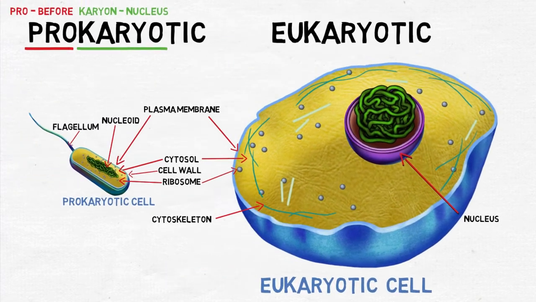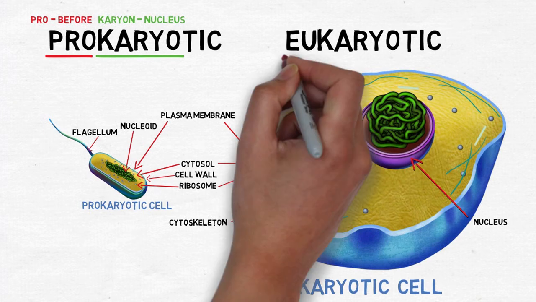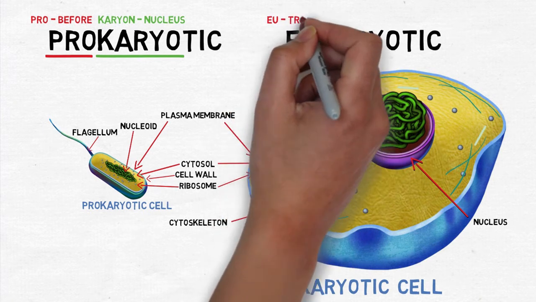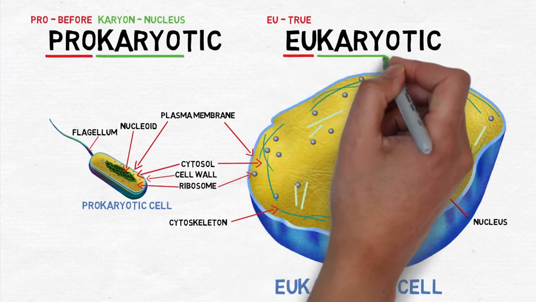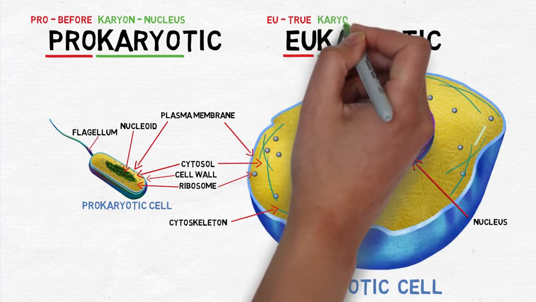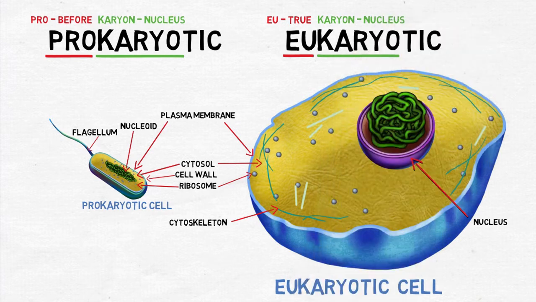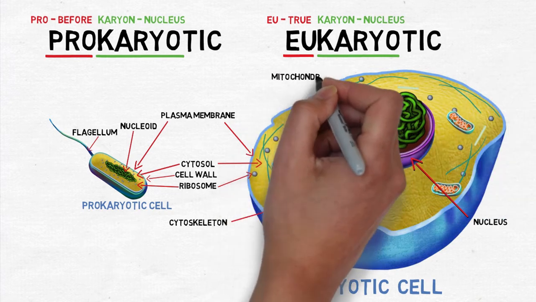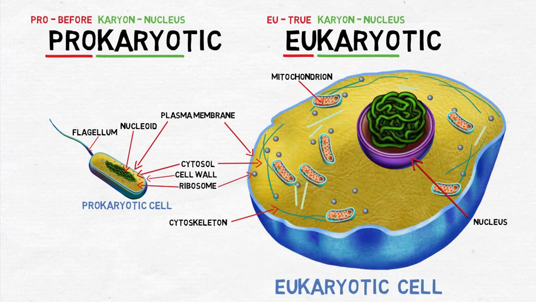Eukaryotic cells are much larger and more complex than prokaryotic cells. Eukaryotic derives from the Greek term eu, referring to true, and karyon, referring to the nucleus. In contrast to prokaryotic cells, eukaryotic cells contain other membrane-bound organelles. Eukaryotic cells contain mitochondria, where cellular respiration occurs and most energy is generated.